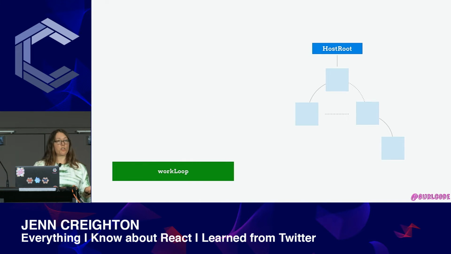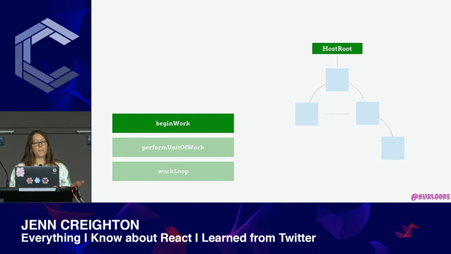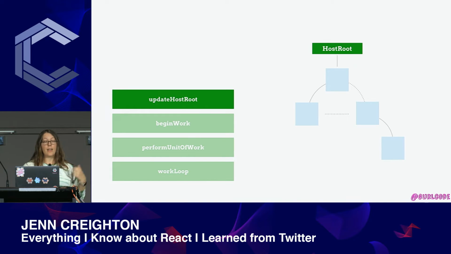So the first one we're actually going to work on is the host root. So the work loop is going to call perform unit of work with the unit of work, which is our host root. And then it's going to pass that work to a function called begin work. Now, begin work is going to determine what type of work actually needs to be done based off of that fiber's tag. So in this case, the tag is that it's a host root. Since host root is special and it's meant just to host the rest of the fibers, it has its own work that needs to be done. And you actually are going to call a specific function for it called update host root.